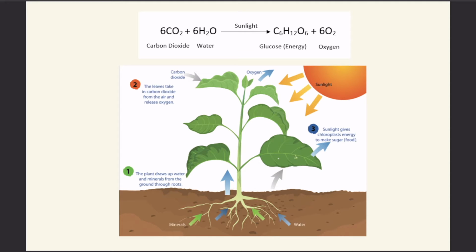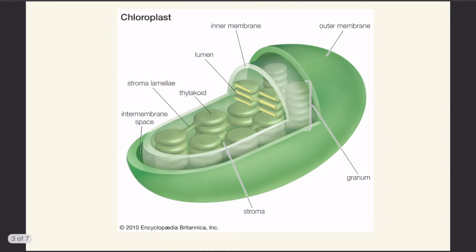And the photosynthesis as a whole takes place in the chloroplast of a cell. So this is a chloroplast cell. Right here you have the thylakoid, which is where the light reactions take place. You have the granum, which is essentially just a stack of thylakoids. And you have the stroma, which is the liquid inside, similar to cytoplasm, but it's the site of the Calvin cycle. And you have the inner membrane, the outer membrane, and the lumen is the inside of the thylakoid. And as you can see, the stroma lamellae is what connects the thylakoids together. And you have the inner membrane space.